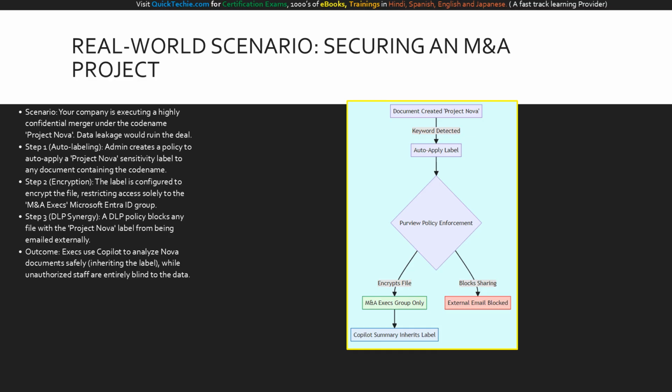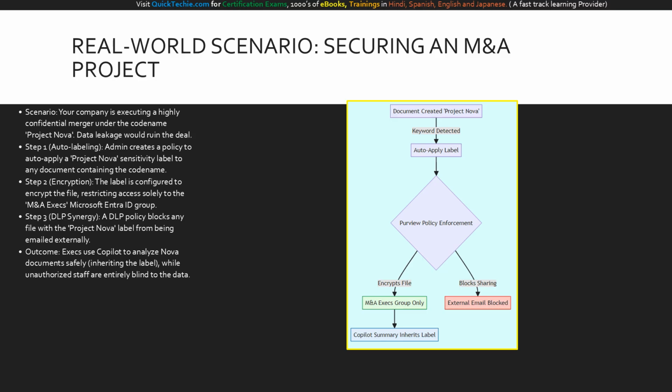The outcome, your M&A executives can use Copilot to safely summarize thousands of pages of deal terms with the generated summaries inheriting the Project Nova label. Meanwhile, your perimeter is absolutely locked down. That is the power of Microsoft Purview.